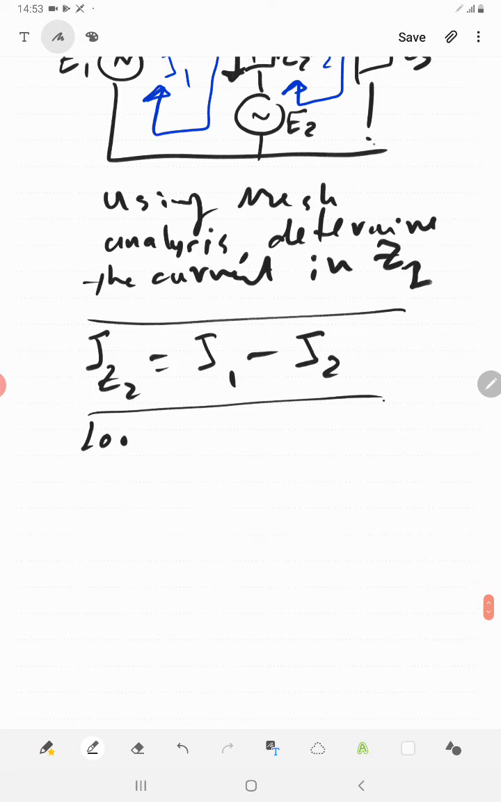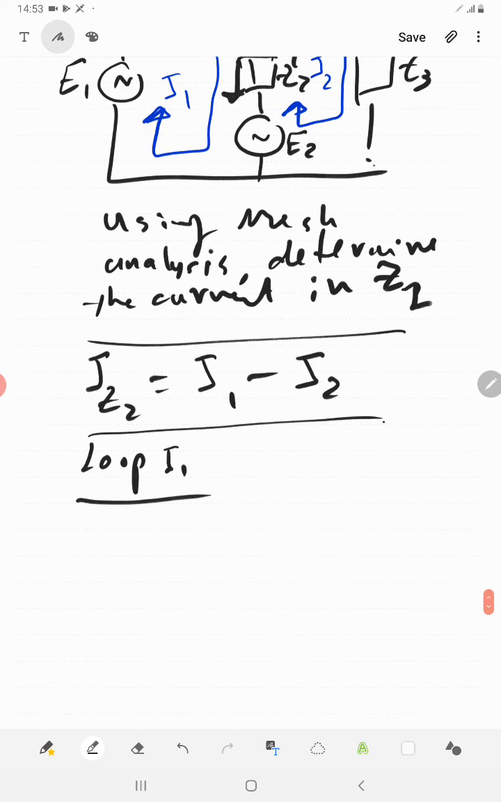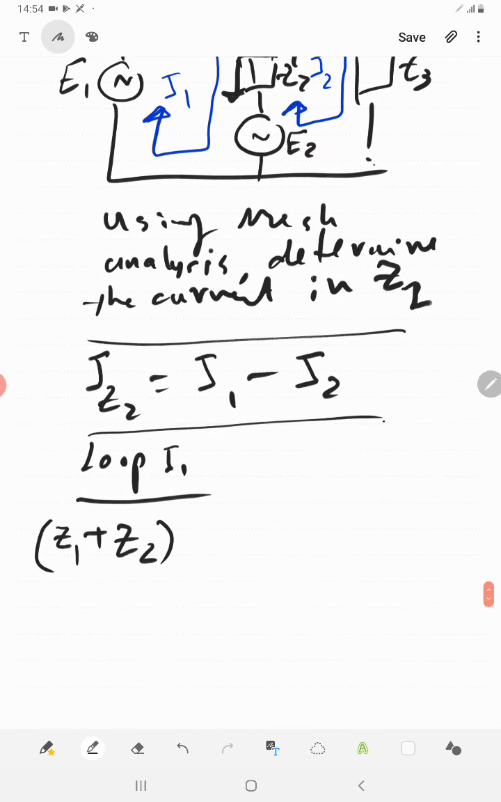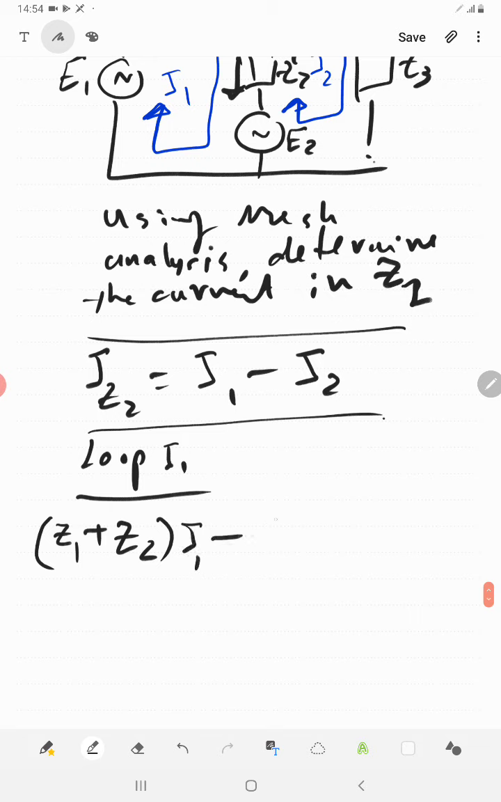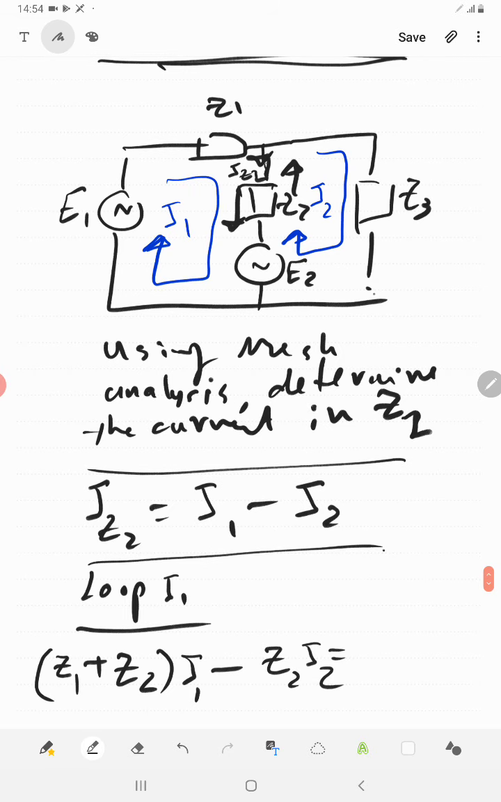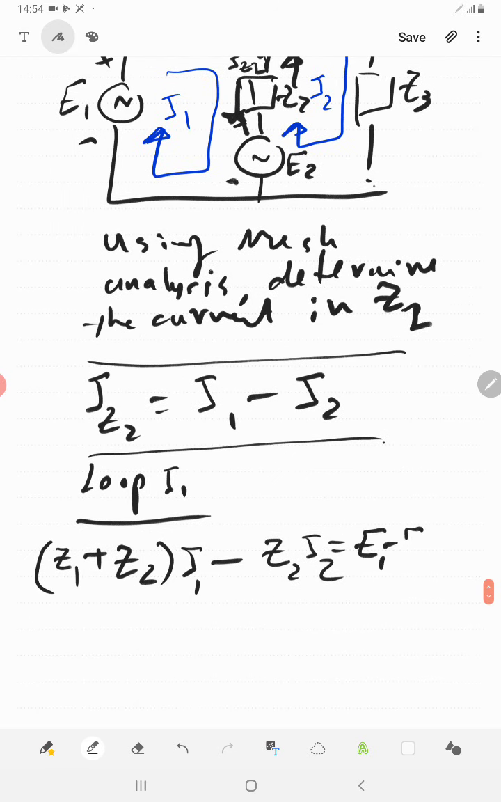We go to loop I1 and write the equation, same as in DC. For current I1, where in DC we added resistors, here we add impedances, Z1 plus Z2, okay? Times I1 minus Z2 times I2, okay? Equal the sum of all voltages. This is plus minus, this is plus minus, so it is E1 minus E2. So this is equation 1.